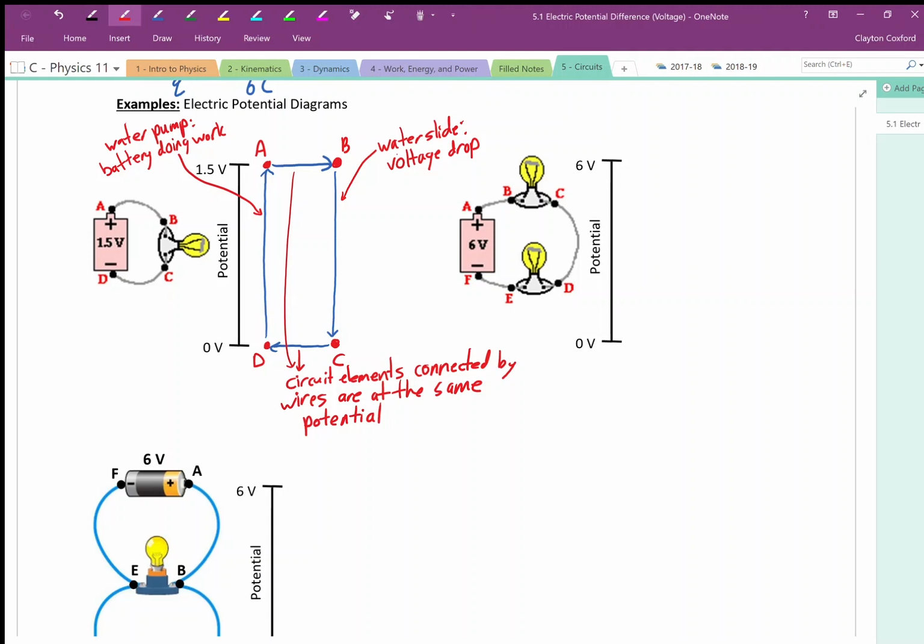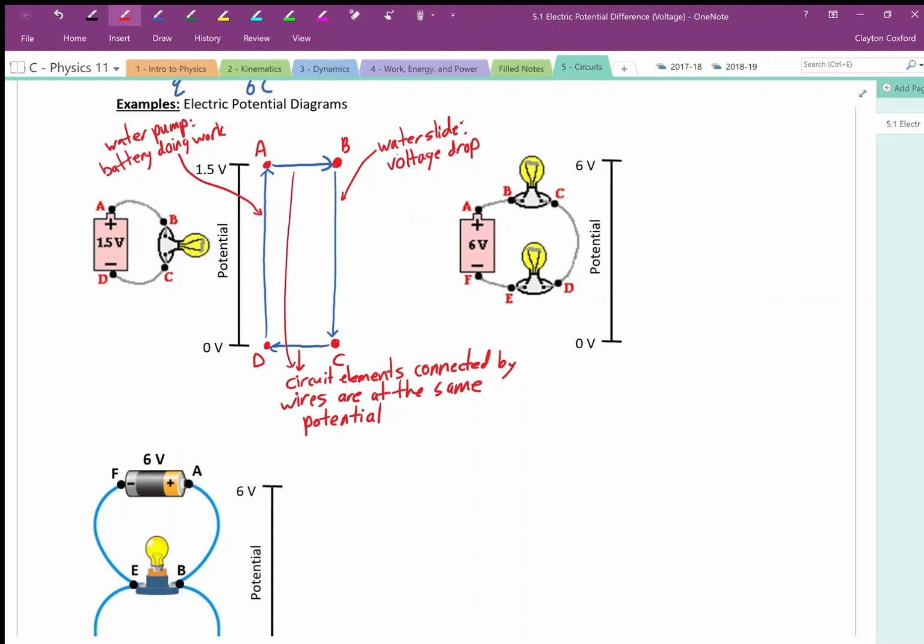Okay, let's look at our next example. This is a slightly more complicated circuit because we have two light bulbs now connected to each other. They're connected in a certain way. We call this setup a series circuit as opposed to a parallel circuit. Our next example will be a parallel circuit.